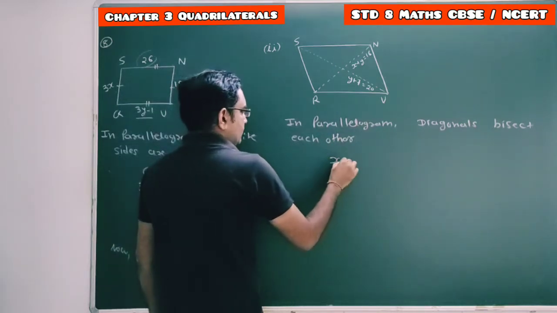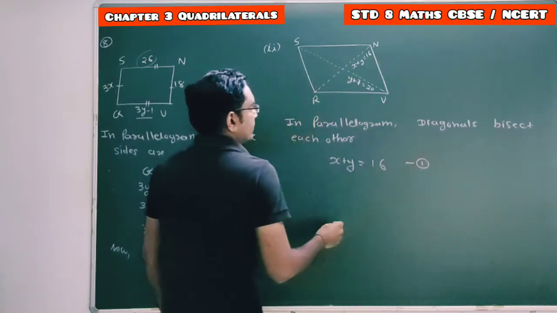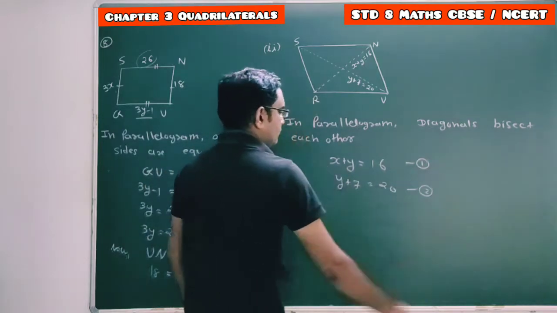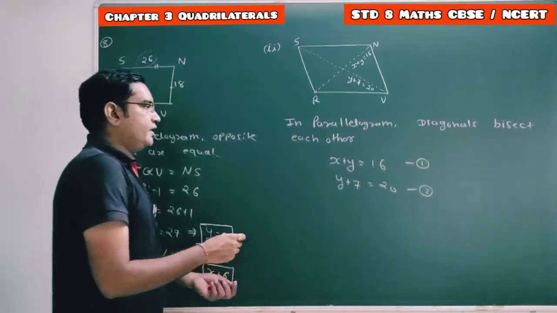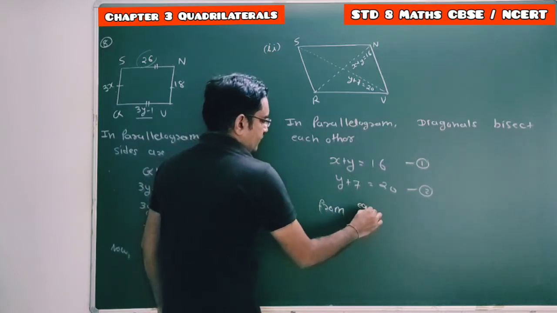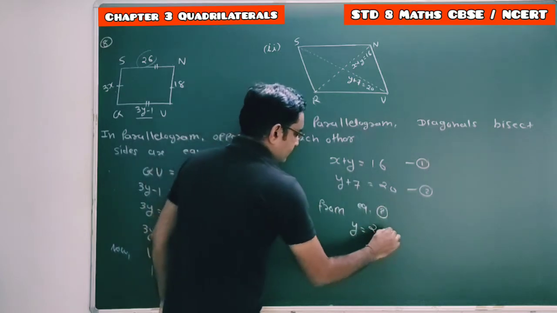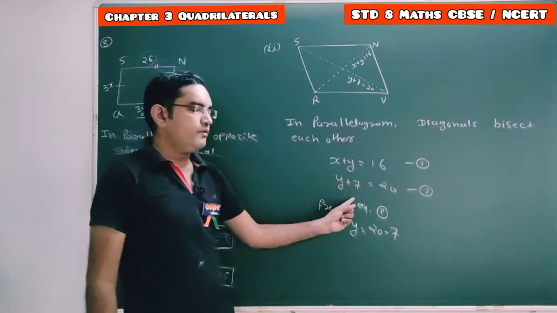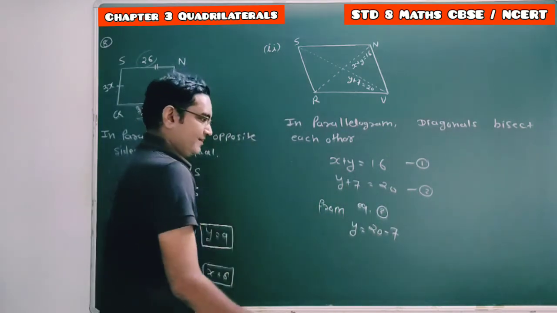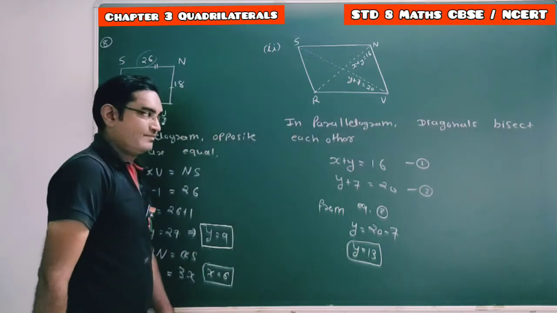Here length of diagonals are given, x plus y equals 16. Say this one is equation number 1, and also we are given y plus 7 equals 20. This is equation 2. Solve both the equations, we will get the values of x and y. So from equation number 2, we can say y is 20 minus 7. The 7 will go to the right hand side, so it will convert into a minus sign. So y equals 13.